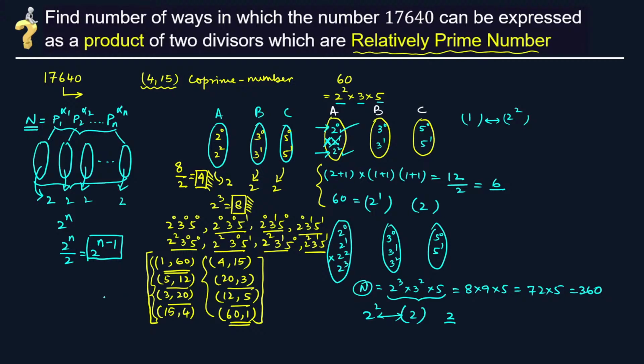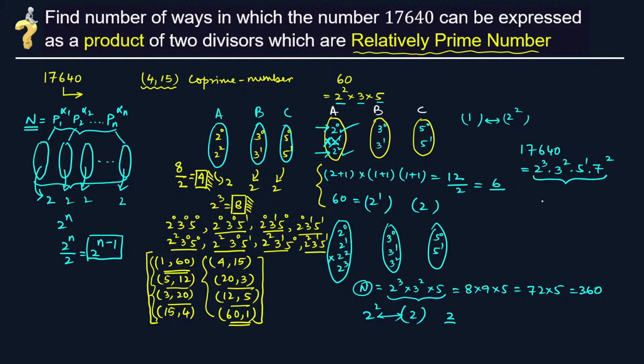2 to the power n minus 1 is the total number of pairs which can be taken out, which when multiplied get the natural number n, and they are relatively prime numbers. So in our problem, it's 17640. Again, this can be written as, we have already done this, 2 cube, 3 square, 5 to the power 1, and 7 square. So how many primes are there? There are 4 primes involved in the prime factorization of 17640.